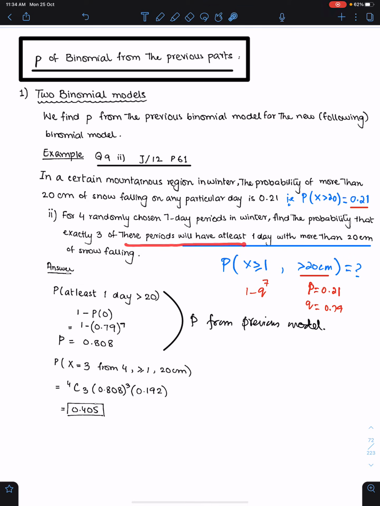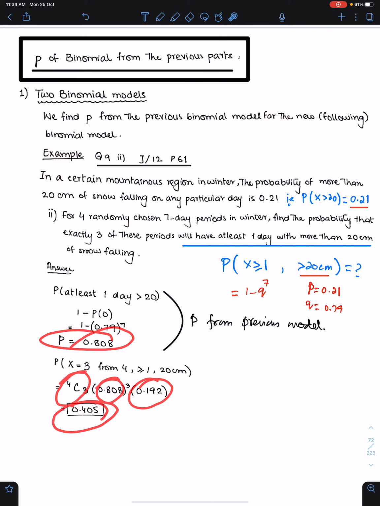These periods will have at least 1 day with more than 20 centimeter of snow falling. Write this mathematically like this: at least 1 day with more than 20 centimeter of snow falling. So P of this information is 0.21, and we find at least 1 in this way: 1 minus q power n, which is 7. So this information will give you P for this model. Just use this P here. 4C3 P power 3 Q power 1 will give you this answer.